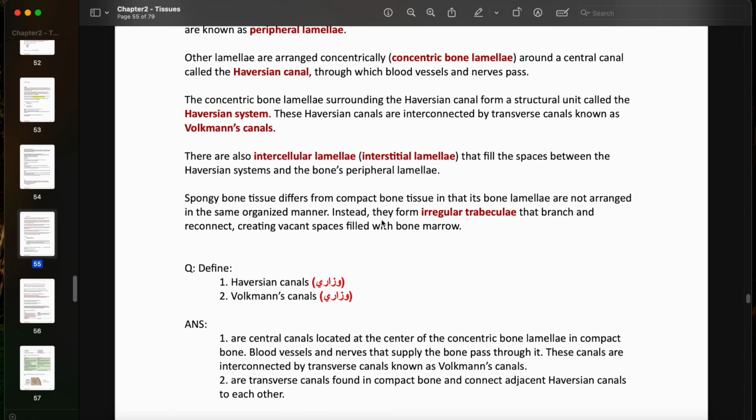In fact, they're irregular. They're like a mesh structure or lattice structure that is actually strong but lightweight. So they say that the irregular trabeculae branch and reconnect, creating vacant spaces filled with bone marrow. So they form spaces, and these spaces will get filled with bone marrow.